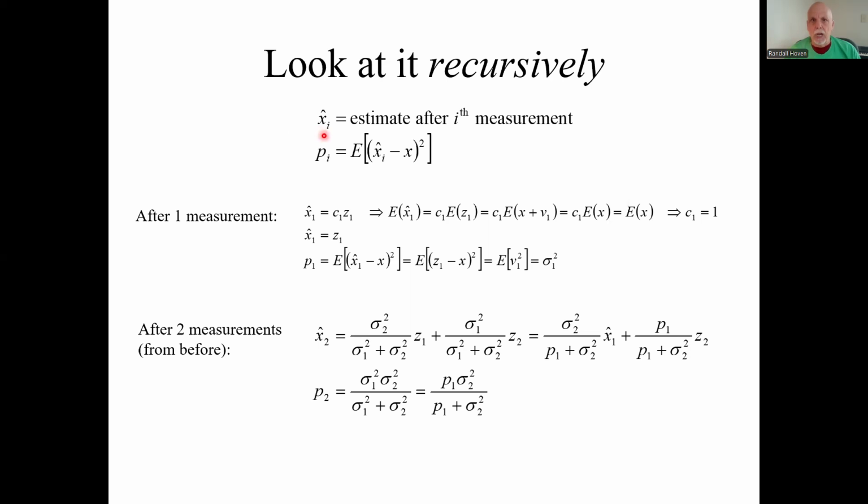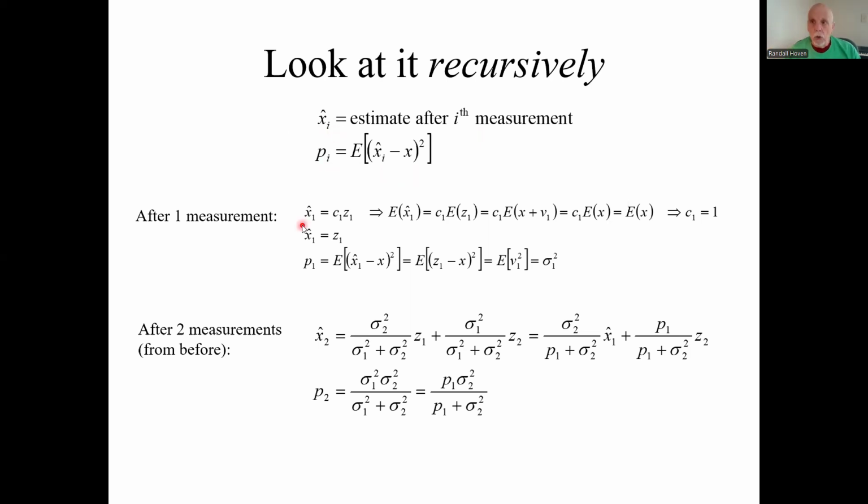So those are the two things. This X hat sub i is the estimate of X after the ith measurement. And this P is the variance because the expected value is zero, so the mean square is the same as the variance. These are the two things we carry along: the estimate and the variance in the error of that estimate.